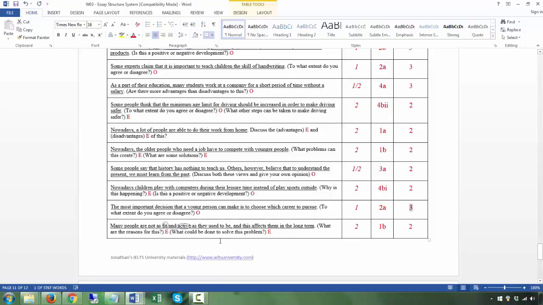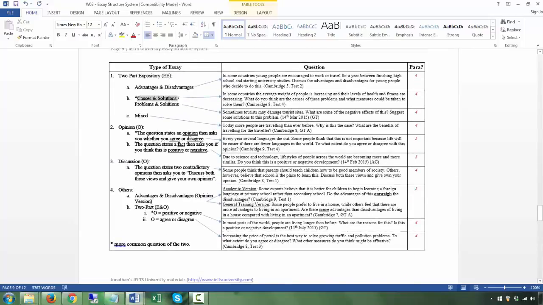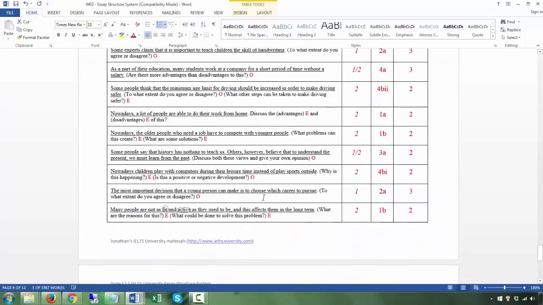Okay, and lastly, many people are not as fit and active as they used to be, and this affects them in the long term. T, Q, what are the reasons for this? What could be done to solve this problem? You have 2 questions here, and both of them are expository. This is actually a causes and solutions question, which is a common question. So it's 1B, and the first body paragraph you address this, the second body paragraph you address this.